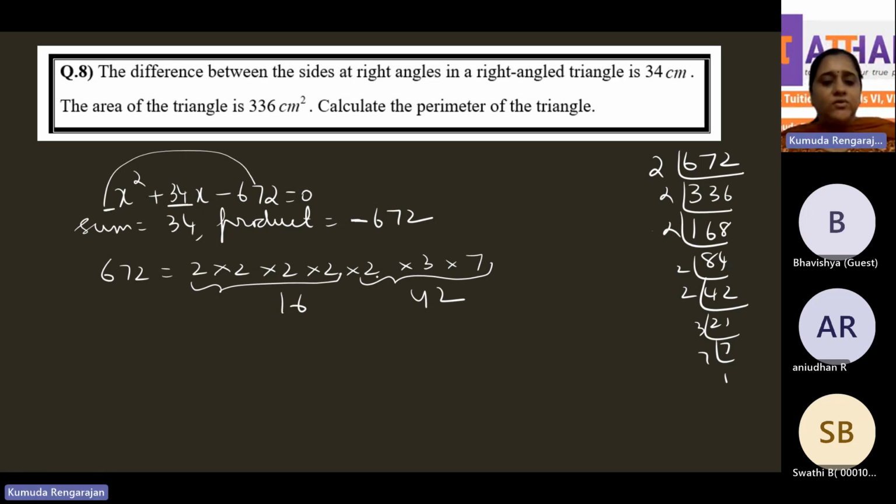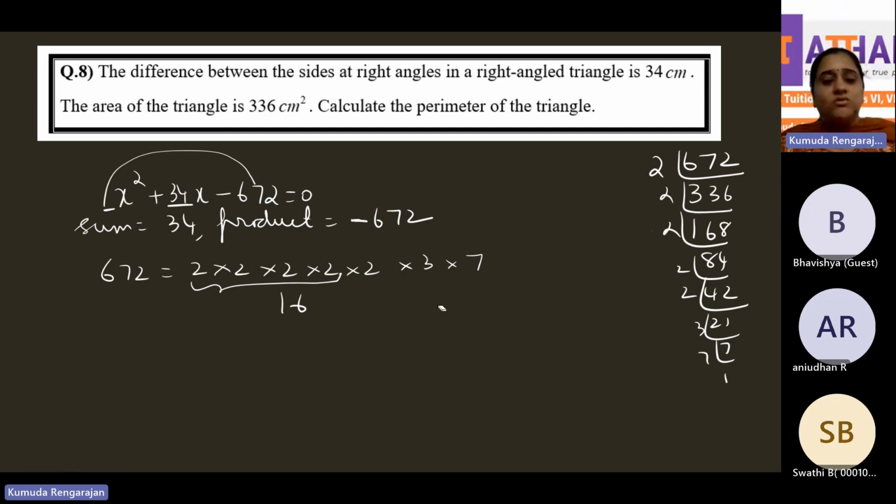7 3s are 21, 21 2s are 42, and 16. What happened? Oh, 26 you said. Okay, 26. So we're not getting 34. When you add also, you're getting 58. So not these ones. So like this, you should keep working.